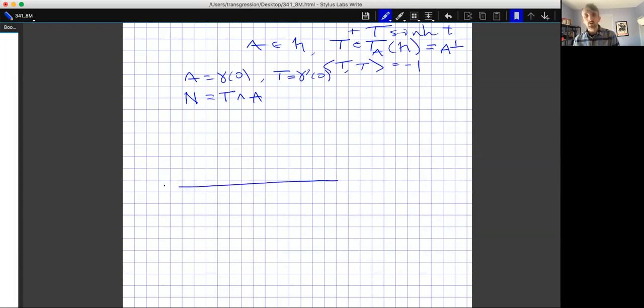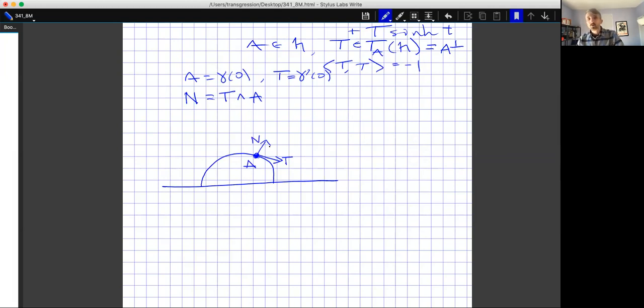In terms of cute pictures of this, if we're in the upper half plane, then we've got a geodesic. It looks something like that. And here is our point A, and then it's got a tangent direction, something like this. And the normal, I'm going to draw it like a Euclidean normal. It's not, but we can loosely think of it that way in our heads.